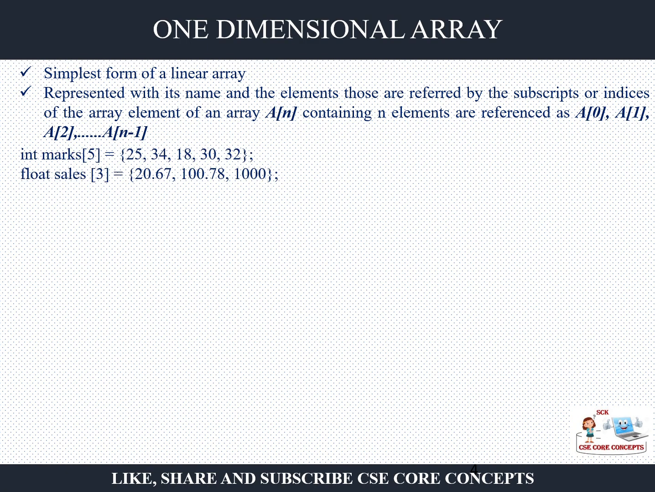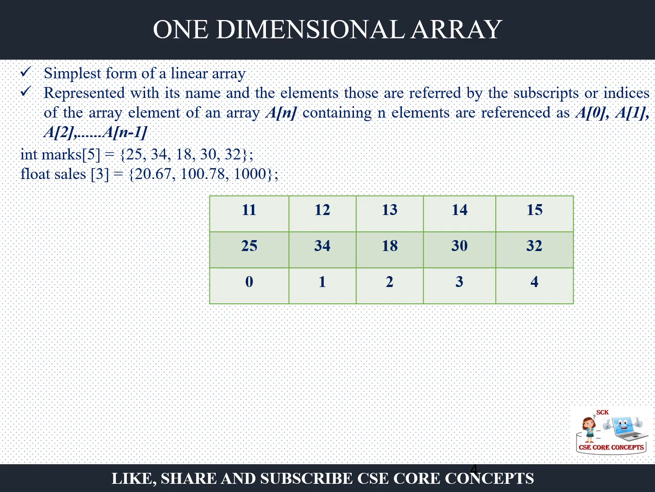So if I want to declare marks of 5 students, I will declare a variable called marks of size 5. It indicates that it is an array and I can explicitly assign the values, or I can scan them from the user. Similarly, a variable called sales. I am storing the sales value for 3 days and the sales amount is in floating point, so I have declared the array as float.